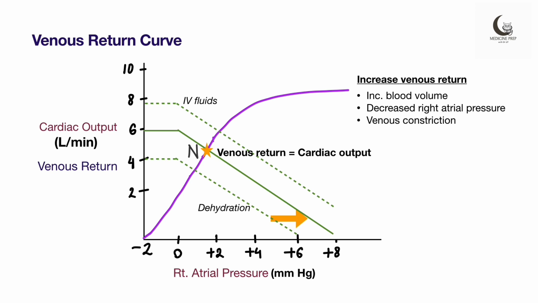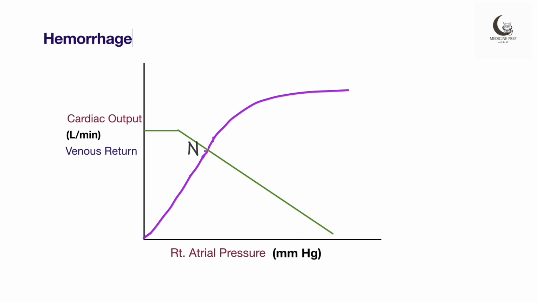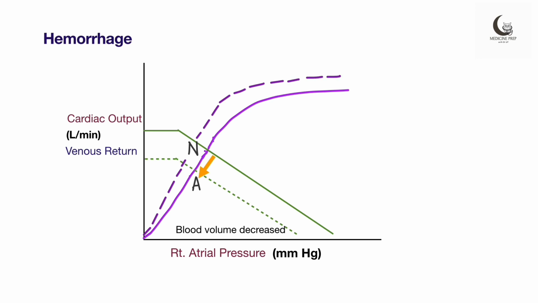Let's quickly look at two situations. So, in case of hemorrhage, what will happen? There is a loss of blood volume. So, your venous return will decrease. So, your venous return curve will shift to the left and your point of equilibrium will move from N to A. Now, note that the contractility remains the same. However, to maintain the cardiac output, the heart increases the contractility and then your vector will move from point A to point B, which is the new steady state.